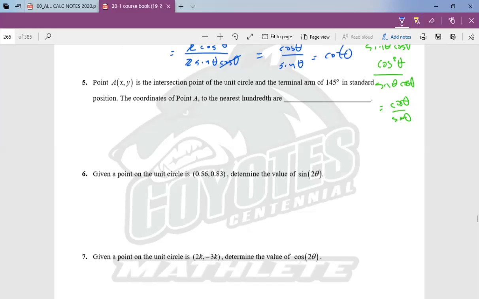Be aware with this whole unit of whether you're working in degrees or in radians. By default, most of the time we are working in radians, unless it says something specifically about degrees. In this case, we're going to need to shift our calculator back to degree mode. Now, 145 is about there. There's 145.